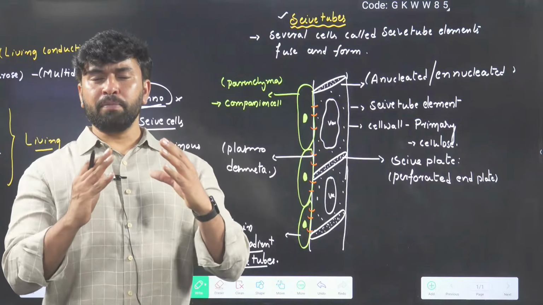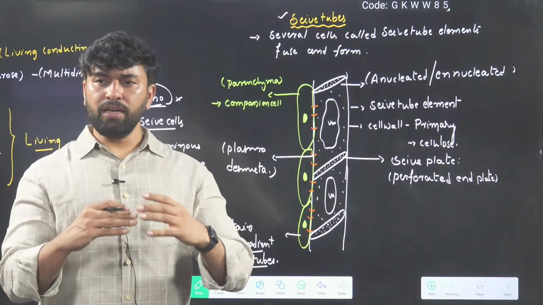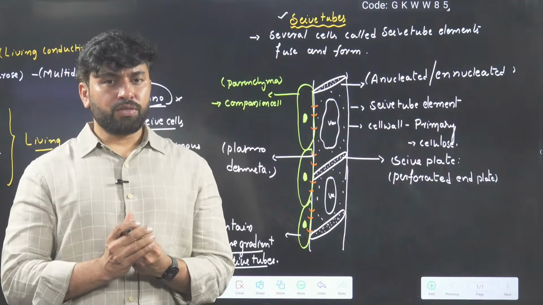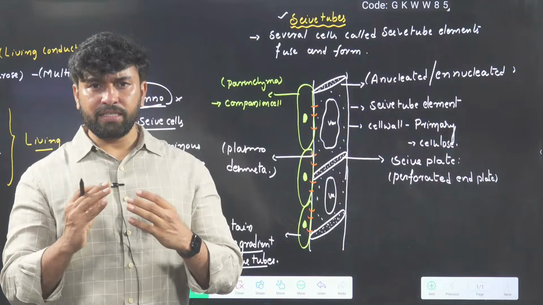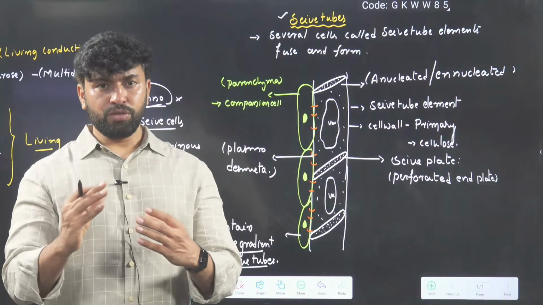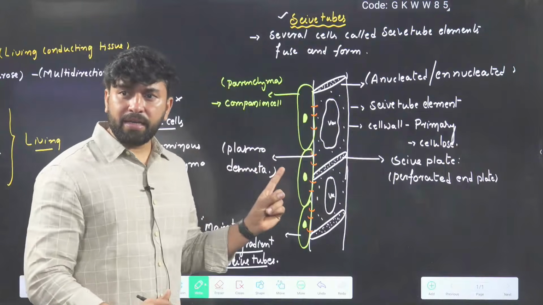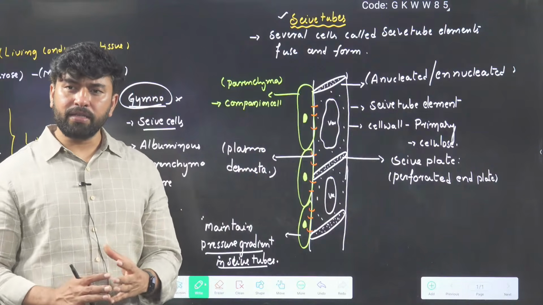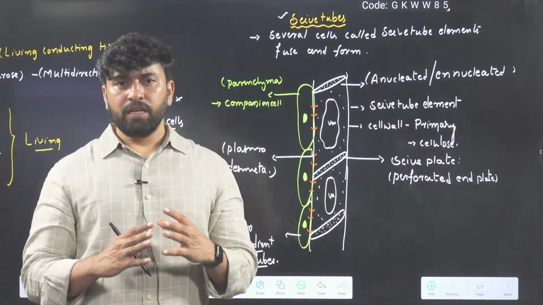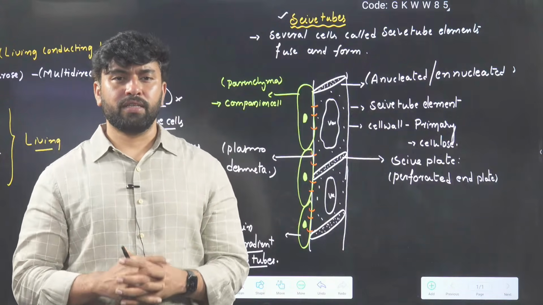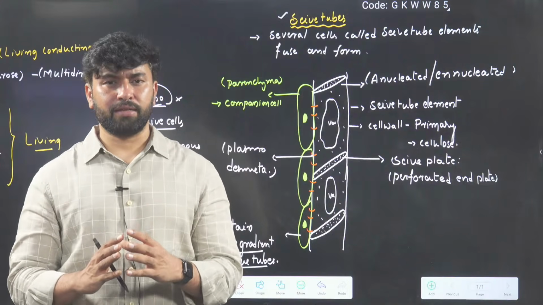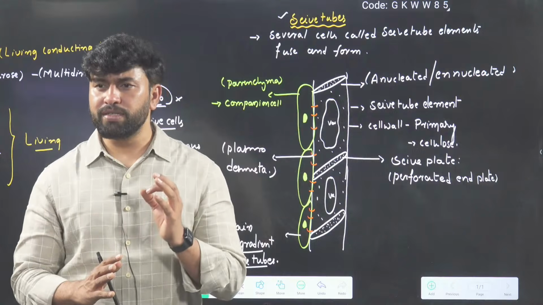So, the companion cell provides all necessary components to the sieve tube with the help of its nucleus. The pressure gradient that is necessary for the transportation of substances within the sieve tube will come from the companion cell. That's why companion cells and sieve tubes are always connected. Another thing, if we remove companion cells around the sieve tubes, gradually the sieve tubes are going to die because they don't have their own individual survival.